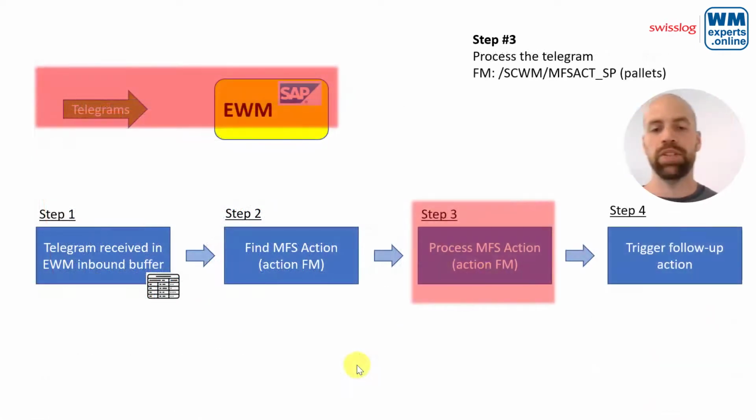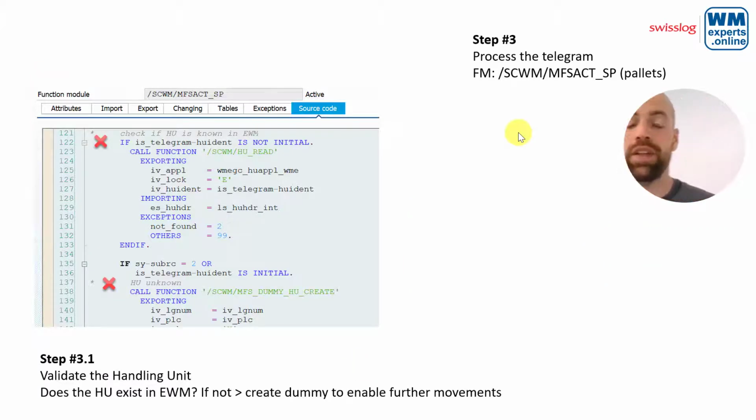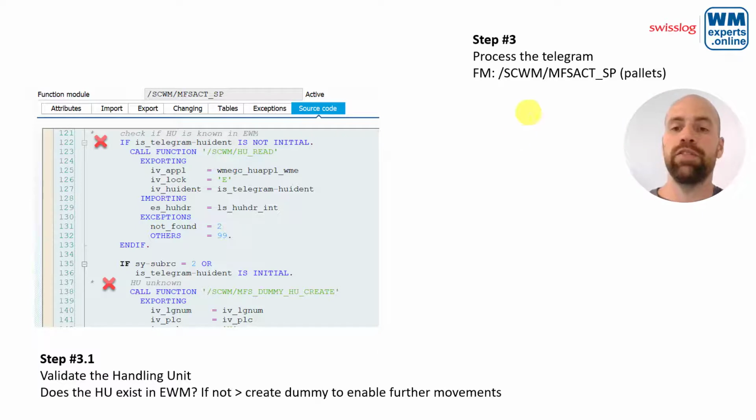Good. Step number 3. We now process the MFS action. That means we execute the function module that we determined before. That means within the next handful of slides, we will focus on function module SAP EWM MFS act_sp. That's the function module which EWM standard offers to process telegram data at an I-point.